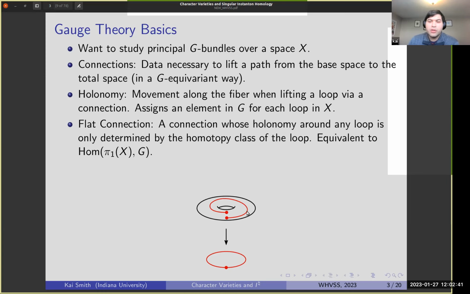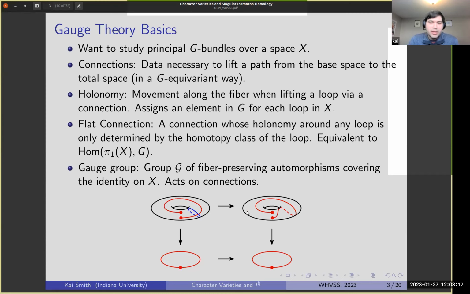And then a special type of connection is a flat connection. Those are the connections whose holonomy around any loop only depends on the homotopy class of the loop. So if you isotope the loop downstairs, that's not going to affect the holonomy upstairs. And so this is equivalent to the homomorphisms from pi1 of X to G. This is because if you have a flat connection, taking the holonomy gives you this homomorphism. And you can go the other way. If you have a homomorphism, you can find a flat connection with the prescribed holonomy.